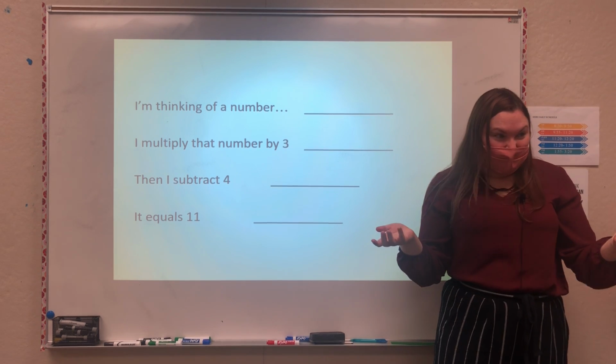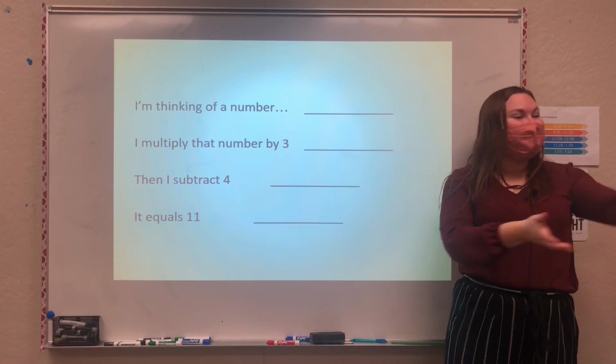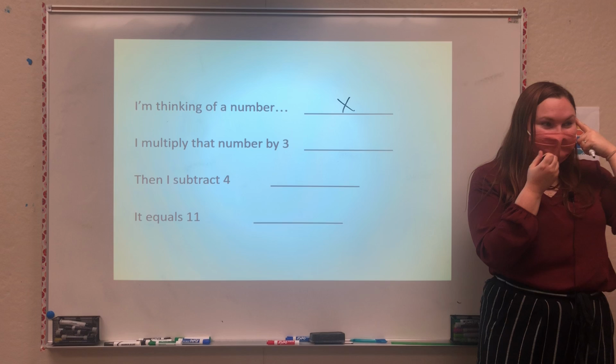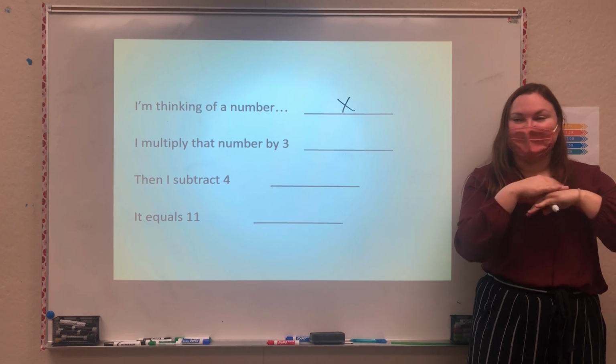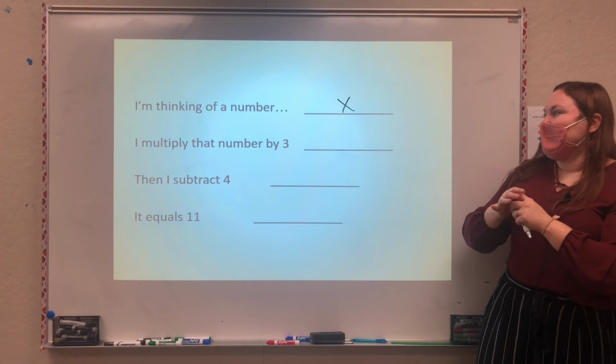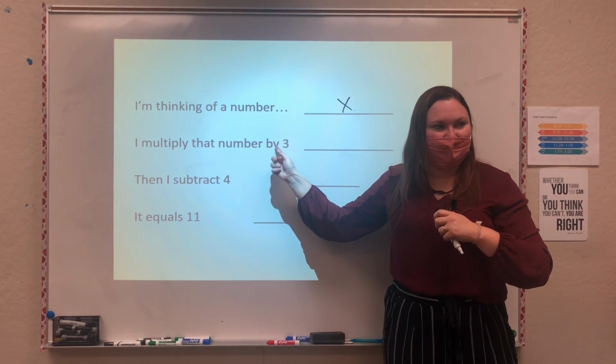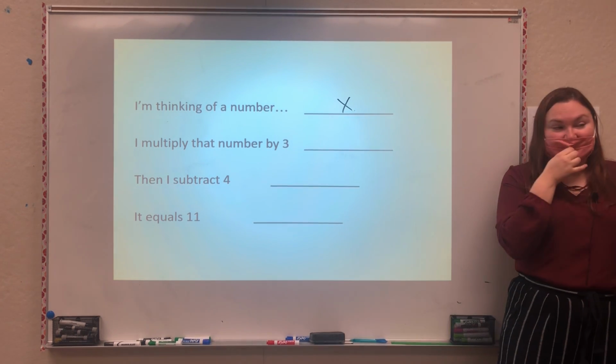You can't write down a number because you don't know it. X. We could use a variable. Sure, let's use x for my number. X is going to represent that number I'm thinking of in my head that you all don't know. I'm taking that number you don't know, and I'm going to multiply it by 3. What could we write down to represent that?